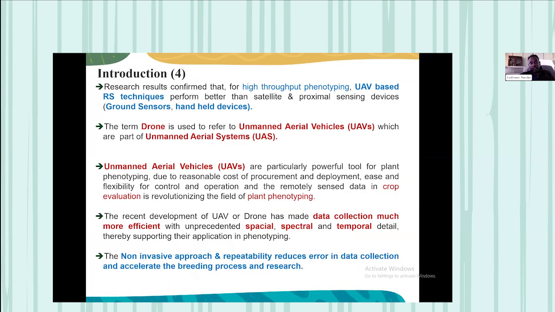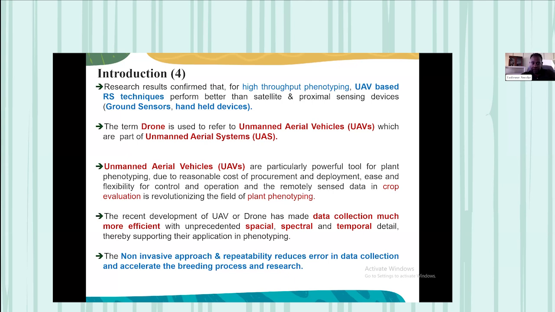Different researchers have already confirmed that high throughput phenotyping using drones performs better than satellite and some proximal sensing devices, because it's very easy to fly a drone and collect data at any time, and at the same time we can collect data at different scales or resolutions. So that's a very big advantage. Currently, drone technologies are advanced, and it's possible to use the drone for this purpose. The recent developments in data collection management also give an advantage for using drones for this purpose.